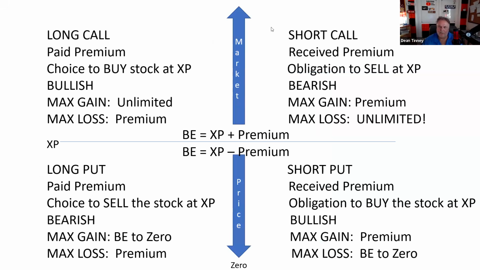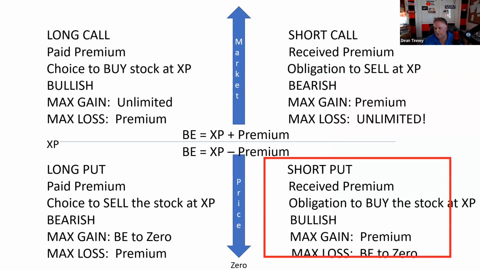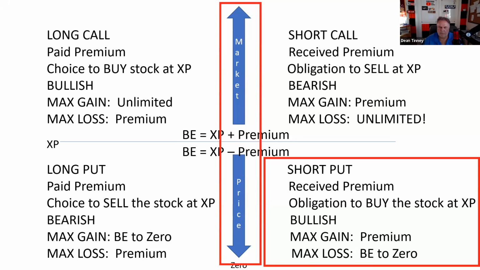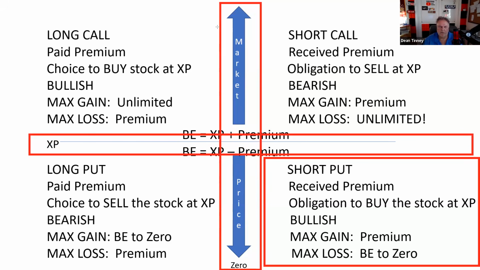Woohoo! And we said the reason you want to have the matrix is because even if you don't know anything about a short put, I said, what can you tell me about a short put? You say, Dean, when you're short a put, you've received the premium, you have an obligation to buy the stock at the strike price, you're bullish, your max gain is premium, your max loss is break even to 0, your break even is strike price minus premium. I've also superimposed on this matrix where the matrix lines up with the market price. So I'm showing you here's the market price of the stock, here's the strike price of the options. So I've superimposed that on the matrix.